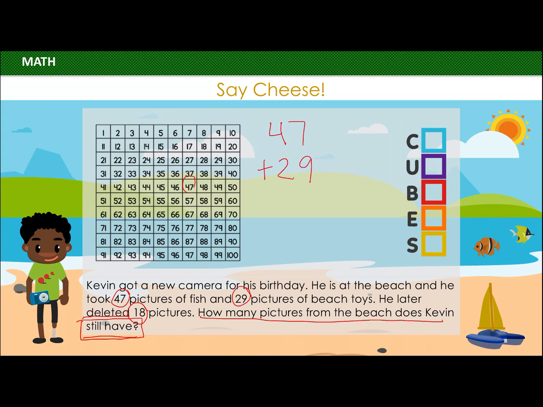So on my number line, I can go to 47, and I know that I'm going to be adding 2 10s. So 1, 2, I have 67, and now I know that I'm going to be adding 9 ones. So 1, 2, 3, 4, 5, 6, 7, 8, 9. My answer is 76.